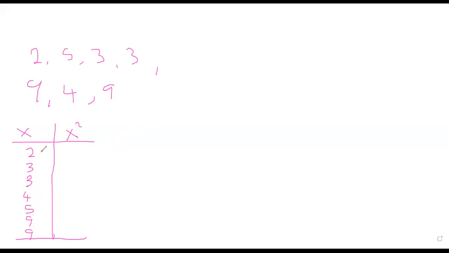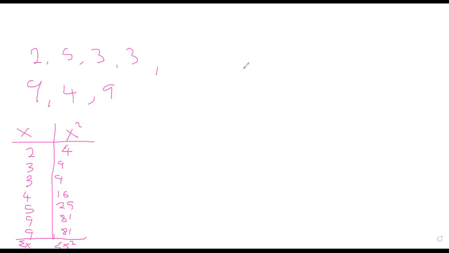So we're going to square each of these ones here. This 2 times 2, 4. And here we have 9, 9. Here we have 16, 25, 81, and 81. The sum of this is called summation of x. The sum of this is called summation of x squared. So we get to the sum later.